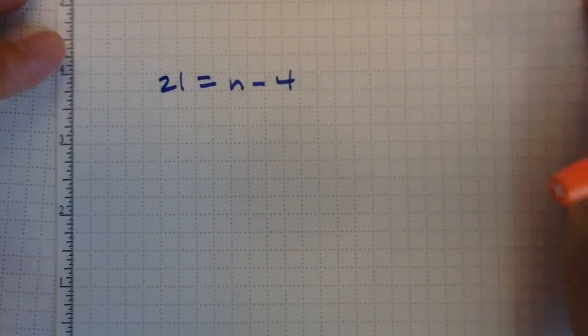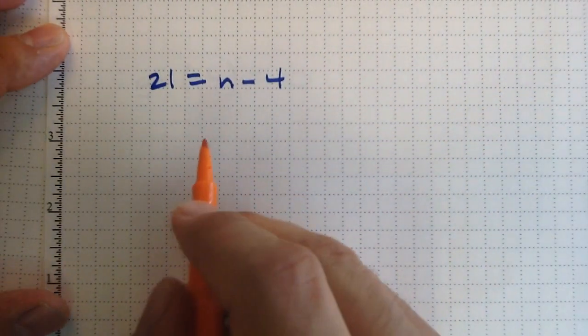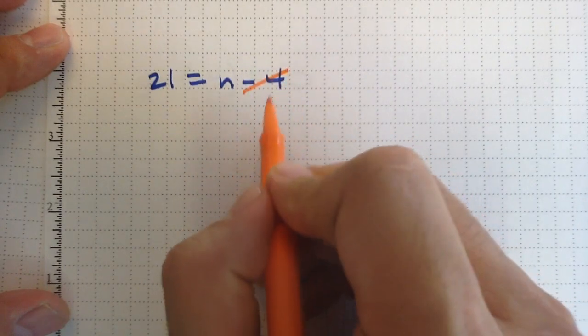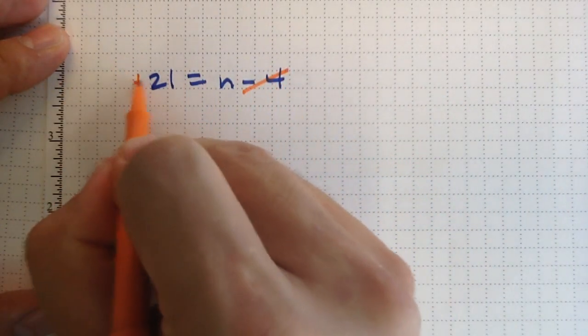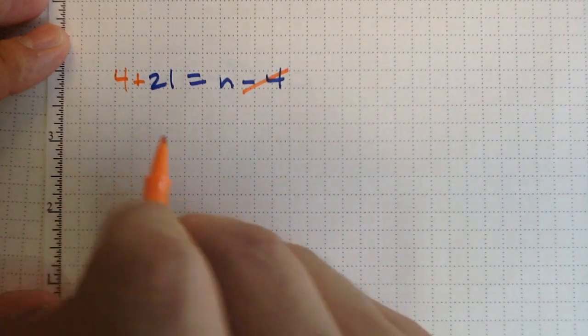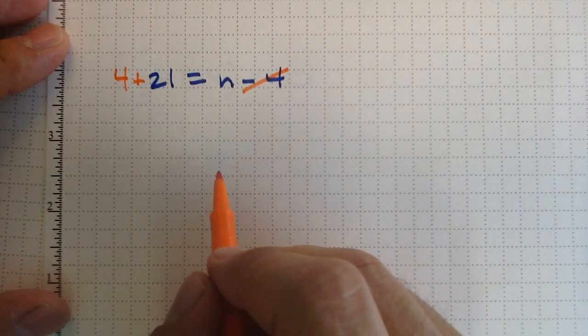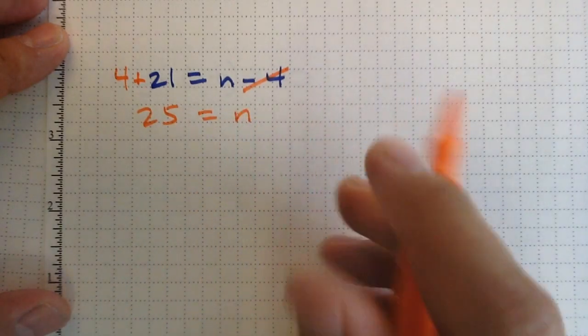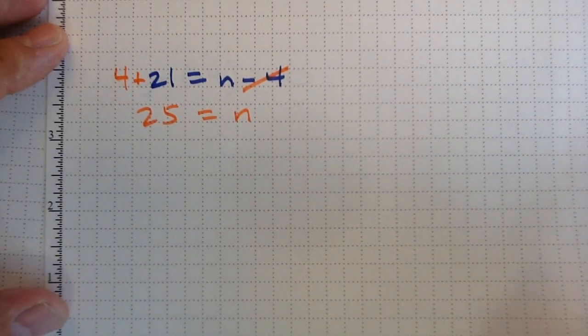Now, if I want to show that the other way, same as before, I know I'm trying to get the minus 4 to become 0, so I just cross it out, and then I do the opposite move on the other side. So plus 4, which is 25, equals n, or n equals 25.